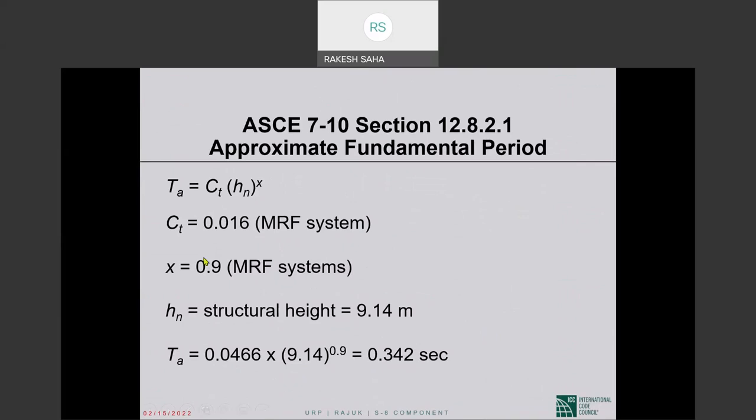We start with T sub A. The C sub T for a moment frame of concrete is 0.16. In that unit may be our unit that we may have forgotten to convert. Maybe, yeah, that is the number. So that number is wrong. Circle it or something. So your coefficient is 0.466 and the power is 0.9. The height is 9.14 meters. So that was given in the problem statement. So the approximate period is 0.342 seconds.